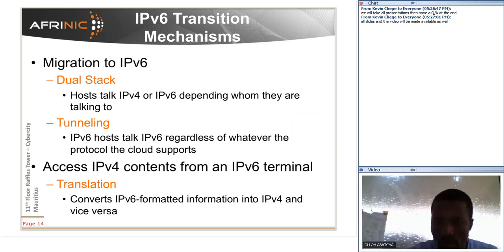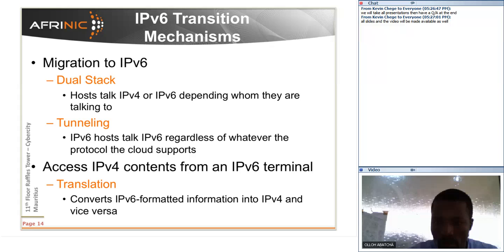So for the IPv6 transition mechanisms, for the migration to IPv6, you have dual stacking, which we discussed, which basically means hosts call IPv4 and IPv6 independently to whom they are talking to. So they can speak both IPv4 and IPv6 fluently, and they have no problems with that. The second kind would be tunneling.